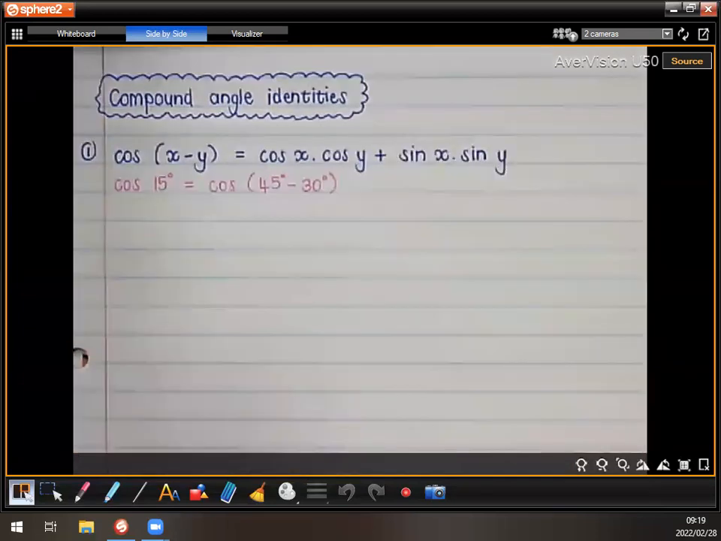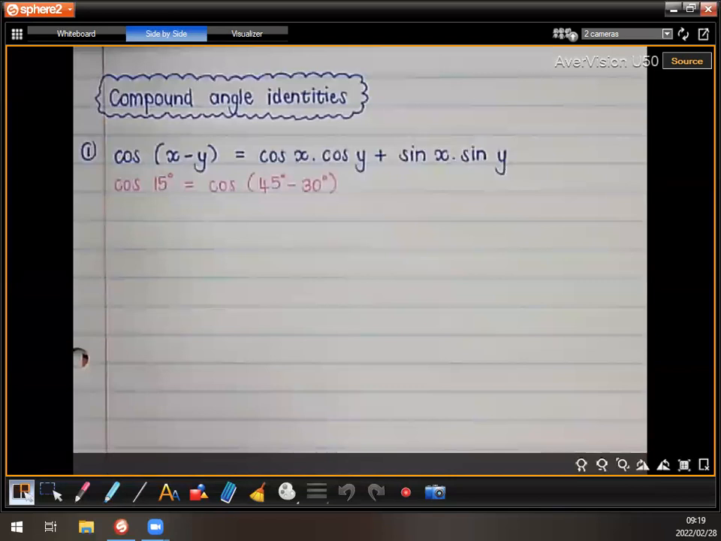But now, guys, please remember cos is not like a number or variable that you can multiply into a bracket. You can't say this is cos 45 minus cos 30. That is not the case, and I can prove it just by showing you on the calculator. Cos of 45 minus 30 is 0.97.